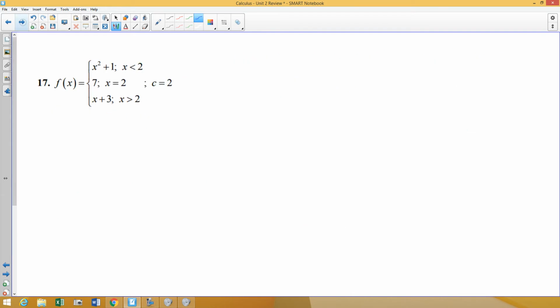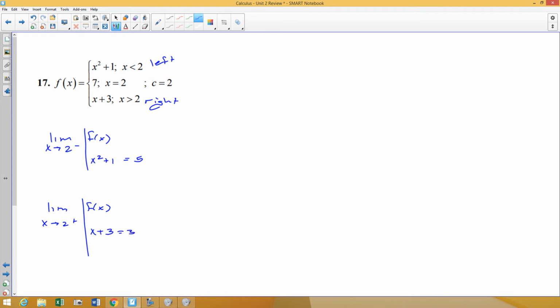Alright, so let's look at number 17. Same situation. My left side of the point in question and my right side are represented by different equations, so I'm going to have to find the limit as x approaches 2 from the left, and I'm going to have to find the limit as x approaches 2 from the right. Left side is represented by the equation x squared plus 1. 2 squared plus 1 is 5. Right side is the equation x plus 3. 2 plus 3 is 5.